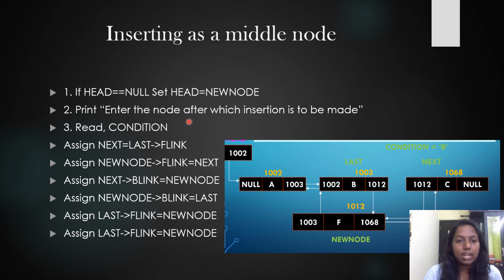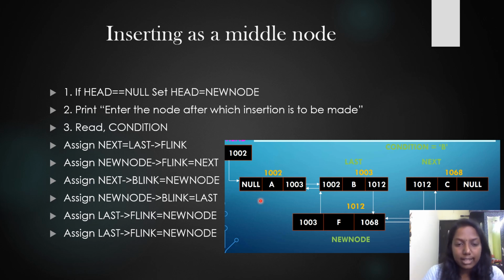And insertion as a middle node, first we need to check if the head is equal to null. If not, we set the head as new node, then we enter the node after which the insertion is to be made, and we read the condition, after which we assign the next equal to last F-link. The new node F-link is set to next, and the next B-link is equal to new node.